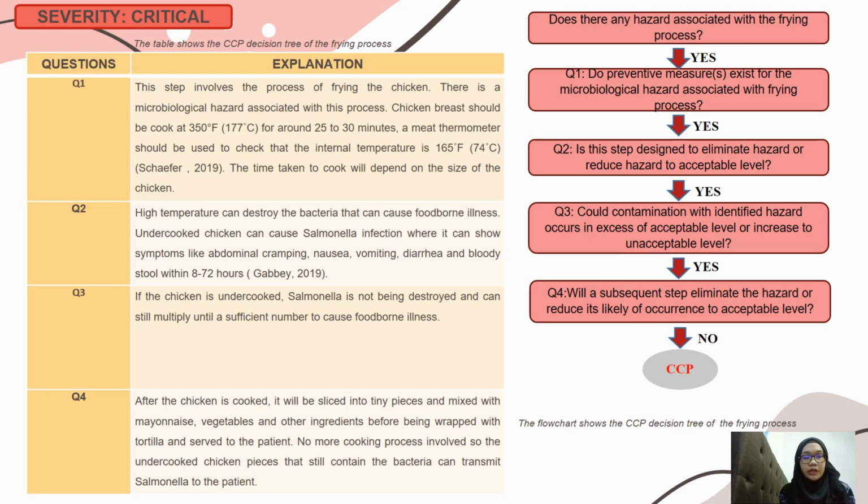The second CCP, which is during the frying process of the chicken, the severity is also critical. This is because the frying process can destroy the Salmonella bacteria, so the process needs to be adequate in temperature and time to kill the bacteria. The chicken needs to be cooked at 177 degrees Celsius for around 25 to 30 minutes, depending on the size of the chicken. If the temperature is adequate, the Salmonella bacteria can be killed during this frying process.